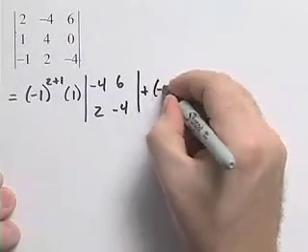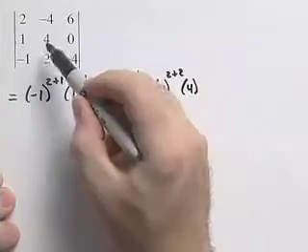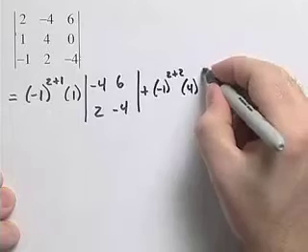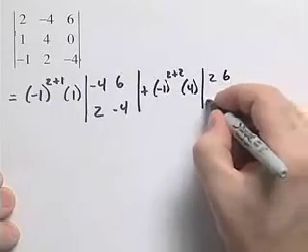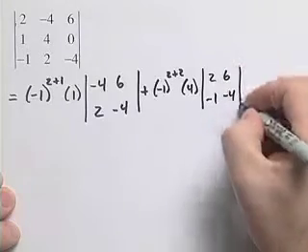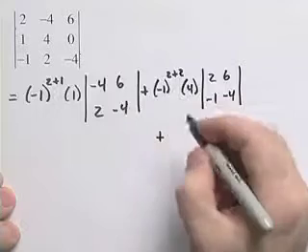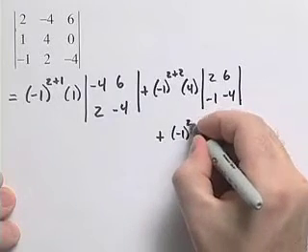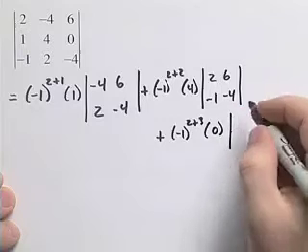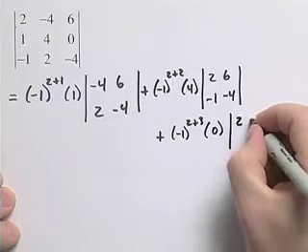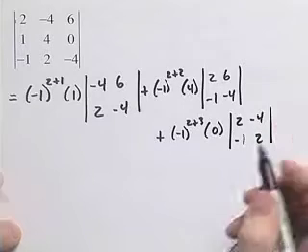This will be plus negative 1 to the 2 plus 2 power times 4, working on the second entry, times the determinant of 2, 6, negative 1, negative 4. We're going to add negative 1 to the 2 plus 3 power times 0 times the determinant of 2, negative 4, negative 1, and 2.